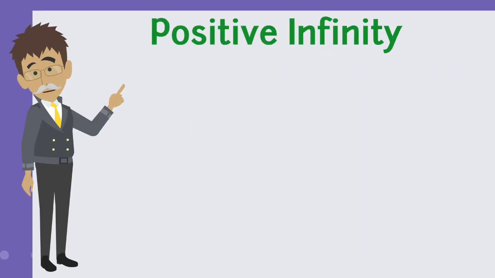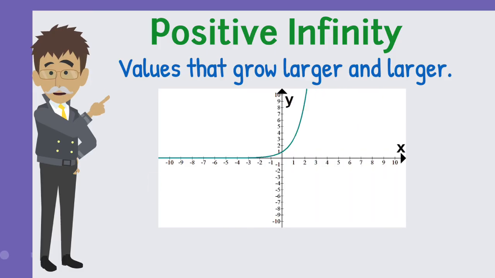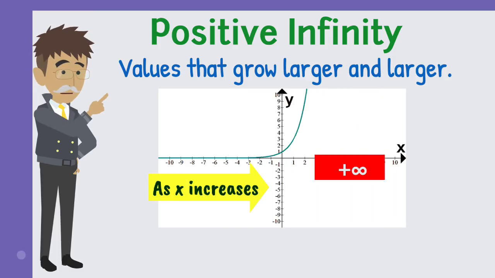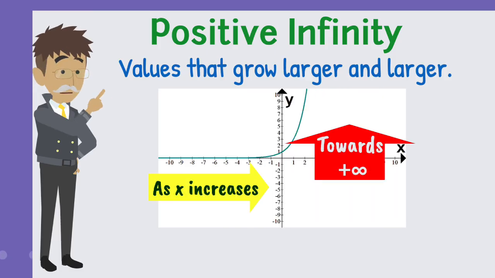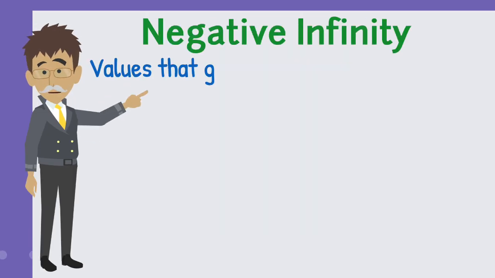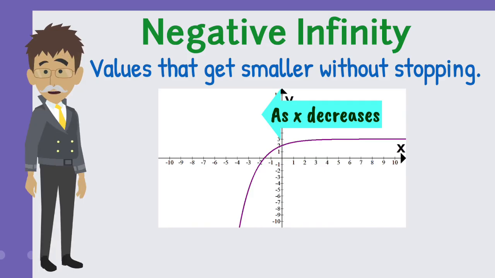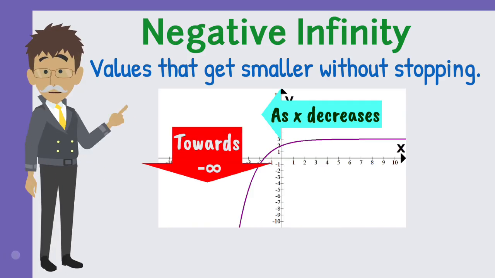Positive infinity, values that grow larger and larger. As x increases, y moves towards positive infinity. Negative infinity, values that get smaller without stopping. As x decreases, y moves towards negative infinity.